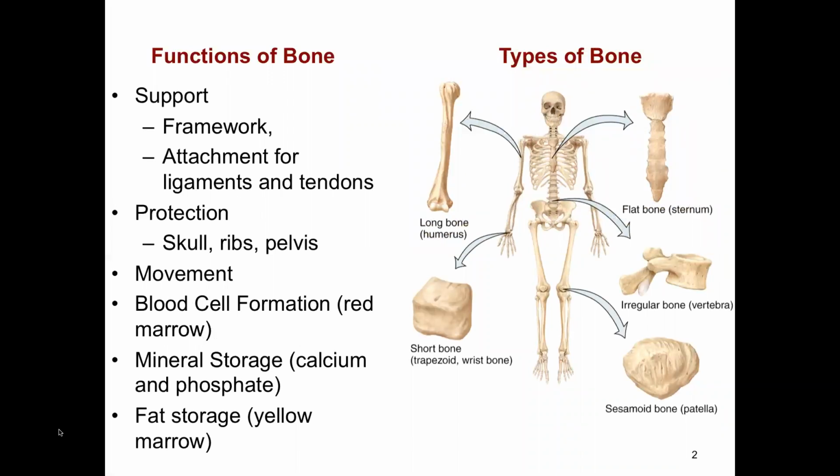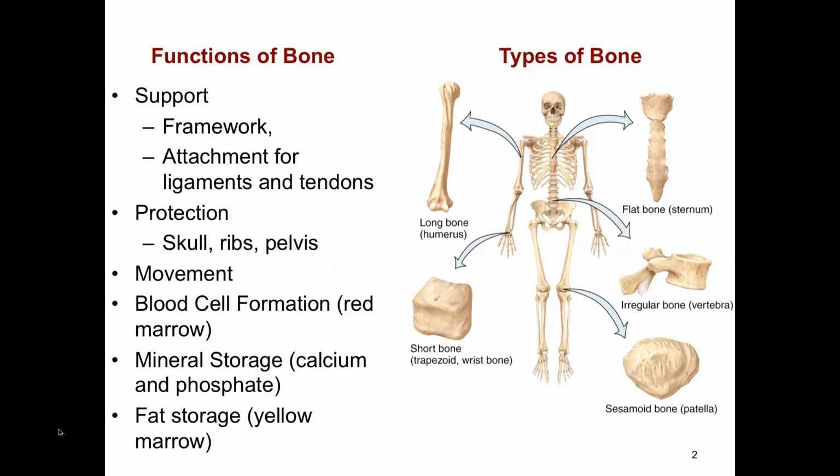So remember, of course, we have support, and supporting the body would be obviously a framework, but also this is the attachment for your ligaments and your tendons, right? So ligaments, bone to bone, tendons, muscle to bone. Protection, and the most obvious examples, of course, would be the skull, ribs, and pelvis. The bone also helps movement because it provides resistance to the muscles.